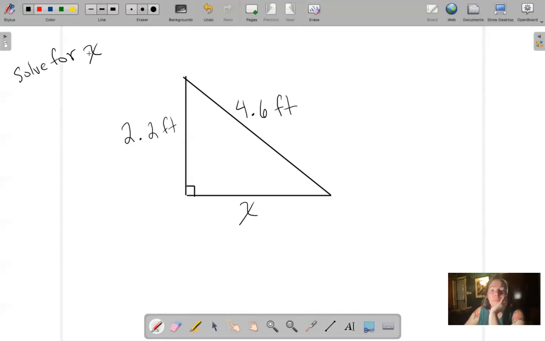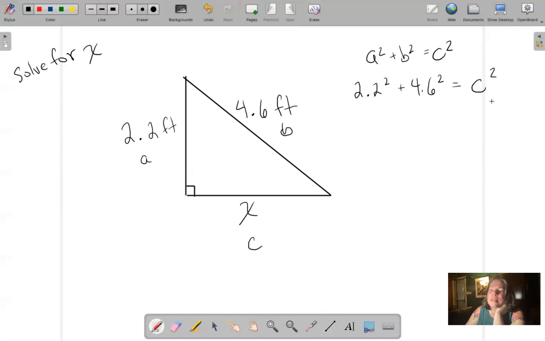Okay, what am I going to do? Well, it's a right triangle, so I know the Pythagorean theorem will work. So I know that A squared plus B squared equals C squared. We can just randomly say, I can call this A and I can call this B, or I could call this A and this B. It doesn't matter. I'm going to go A, B, C. So 2.2 squared plus 4.6 squared equals C squared.